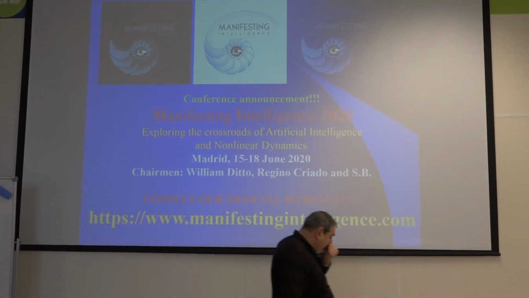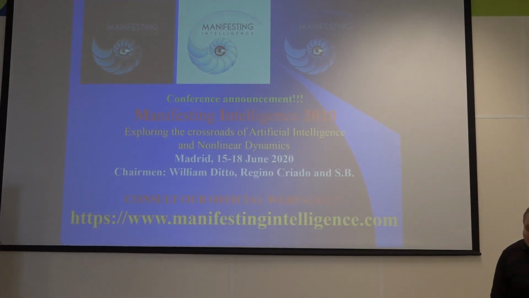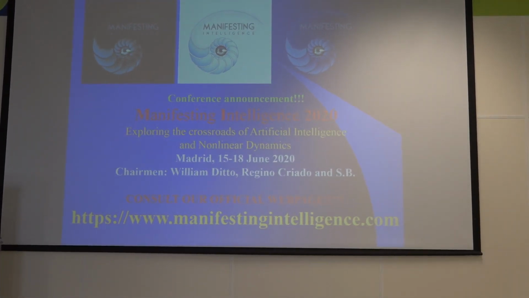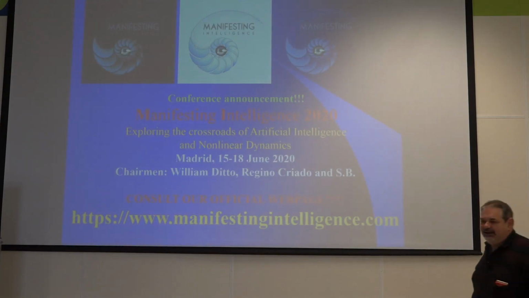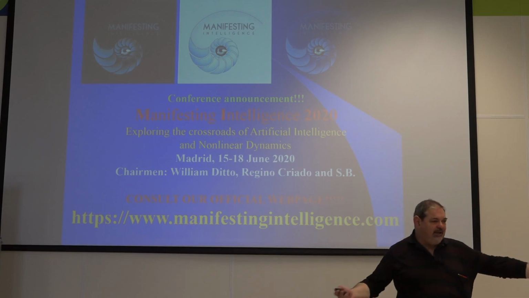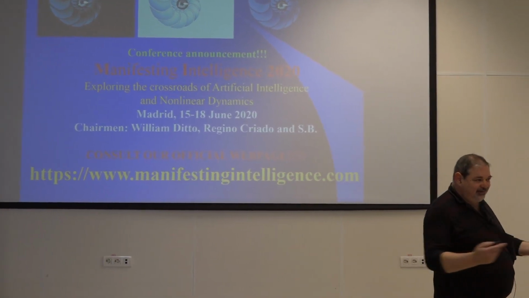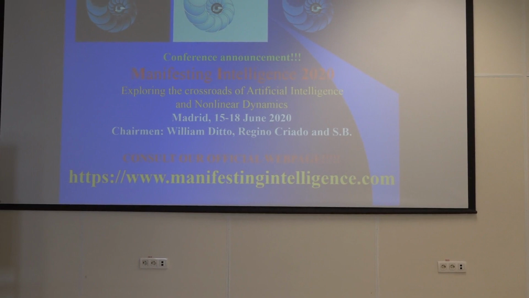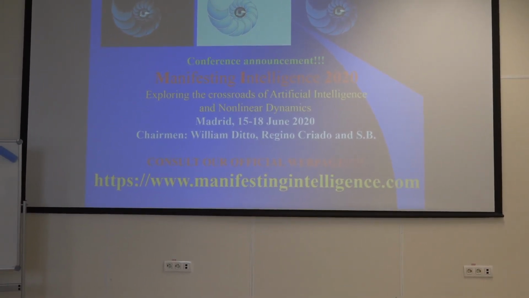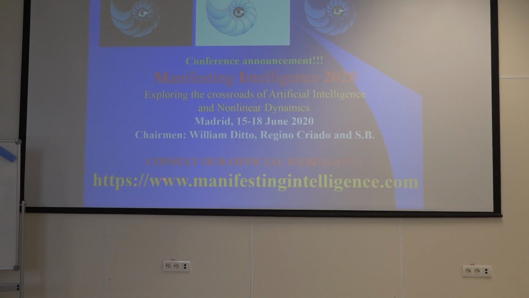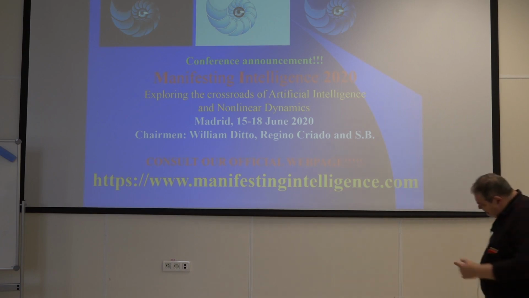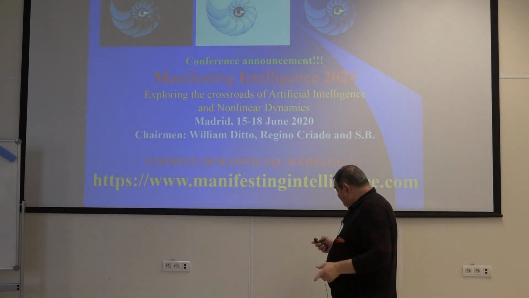The second one is a conference we are organizing next year in Madrid together with William Ditto and Regino Criado. The idea is exploring the crossroads between artificial intelligence and nonlinear dynamics. Again, like with data, the artificial intelligence people and the nonlinear dynamics people don't speak too much. So we have tried to put these two communities together. If you want more information on the conference, there is a webpage, a very nice webpage.